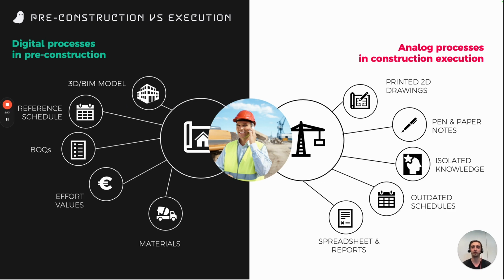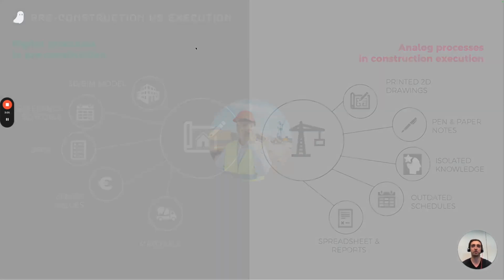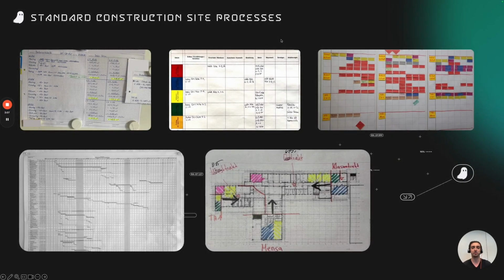There's a lot of information in the model, but also maybe in the schedule. You have BOQs, maybe effort values. So a lot of data exists, but on site, processes are often very different. They're far more analog. There's a lot of 2D drawings, pen and paper, outdated information, and implicit knowledge. So what we typically see is something like this.